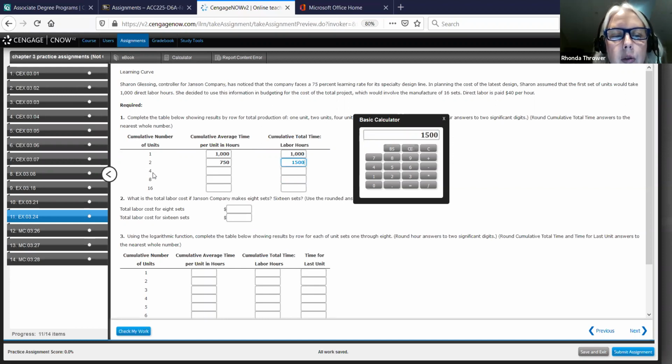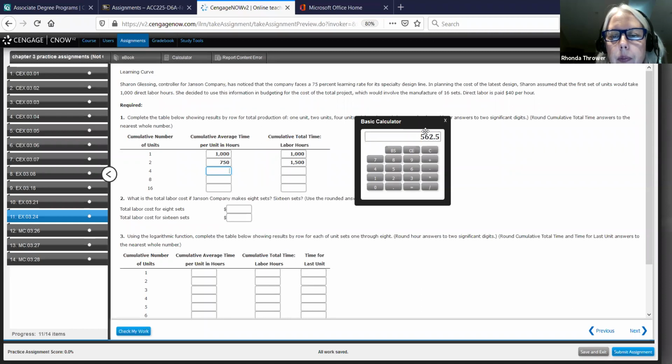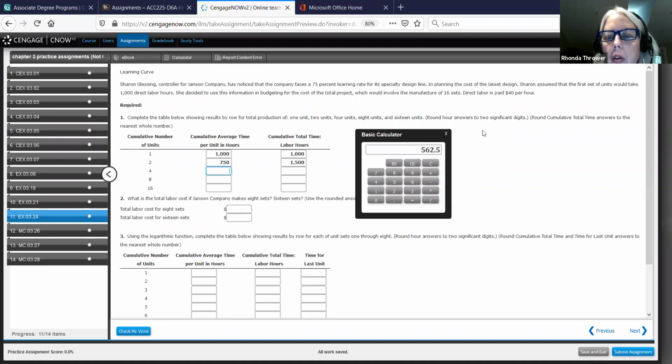The next set that you're producing is 4, is the cumulative number of units. So we're going to take what it took us previously, which was 750, and we're going to multiply that by 75%. And what that will give us is 562.5 hours.